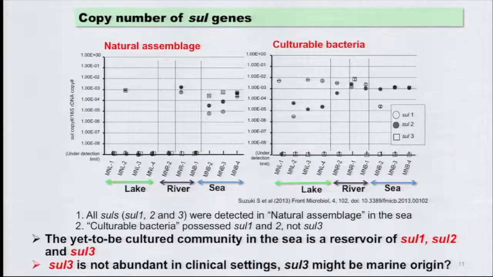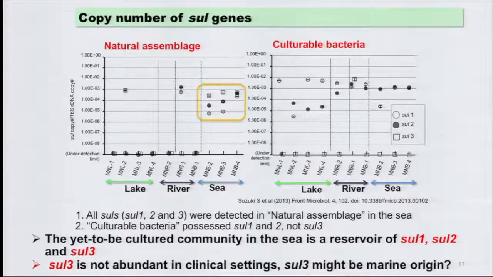When you look at the natural assemblage, the vertical axis is copy number, and the horizontal axis is sampling site. Here, from lake to river, mostly you cannot get any SAR genes. Here, SAR 1, 2, 3, almost nothing, although at 2 sites we can get positive. But when you look at the sea sites, we have positive for SAR 1, 2, and 3. So all SARs were detected in natural assemblage in the sea.